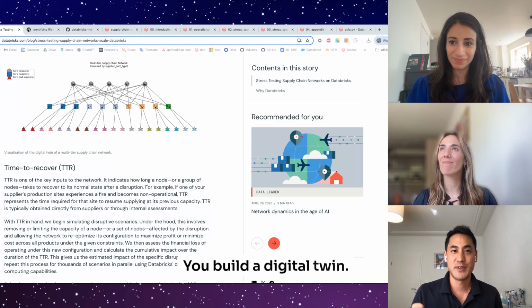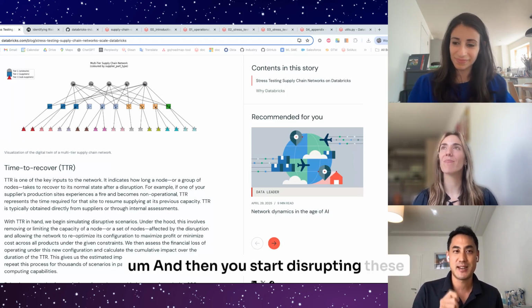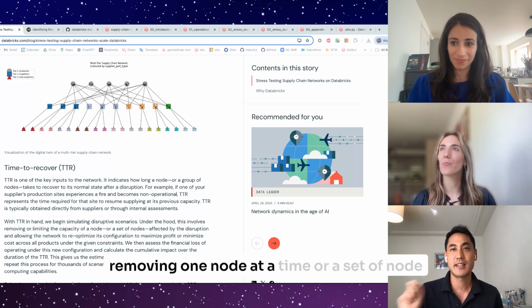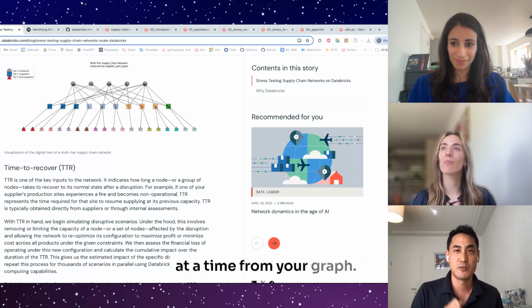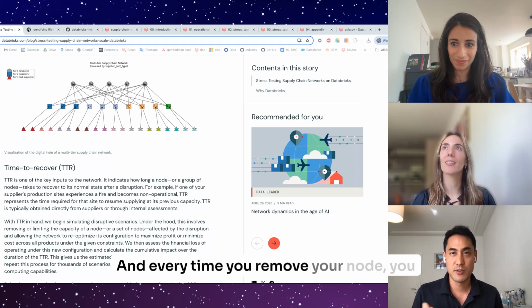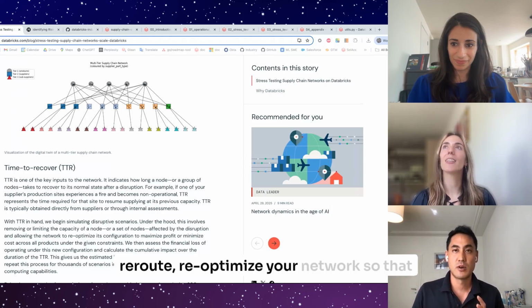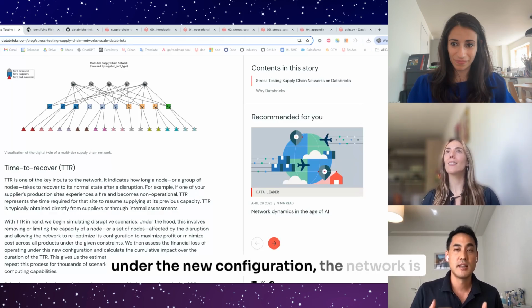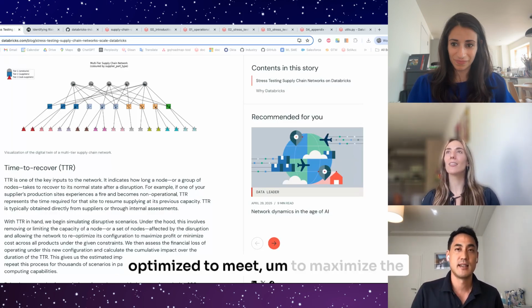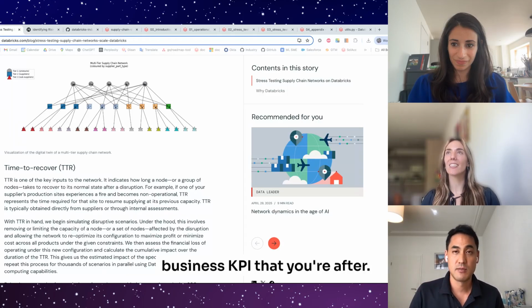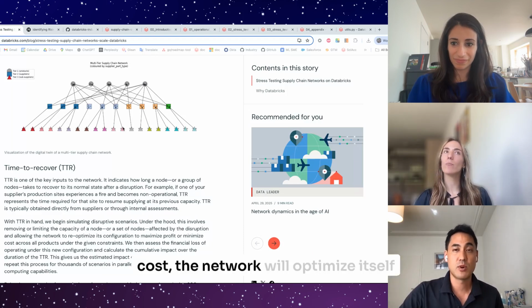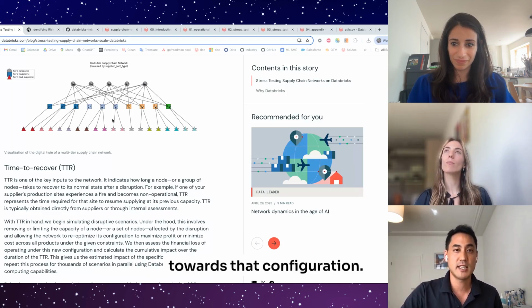You build a digital twin, and then you start disrupting these networks, which means that you're going to be removing one node at a time, or a set of nodes at a time, from your graph. And every time you remove a node, you re-optimize your network so that under the new configuration, the network is optimized to maximize the business KPI that you're after. For example, you want to maximize the profit, or you want to minimize the cost. The network will optimize itself towards that configuration.